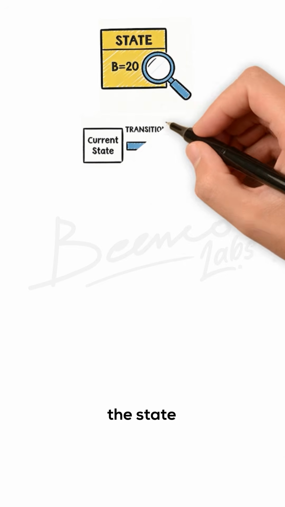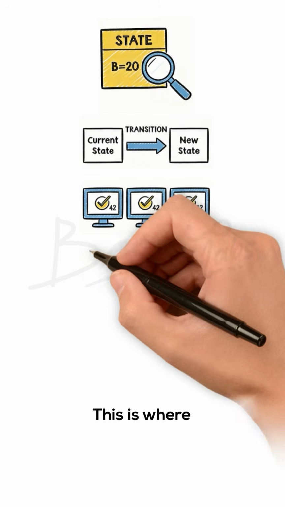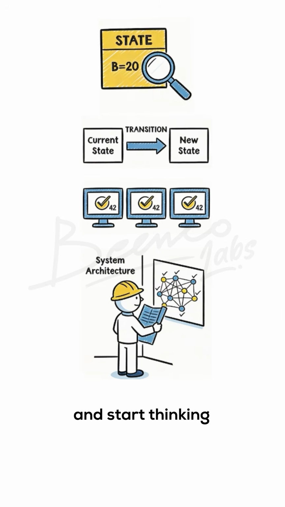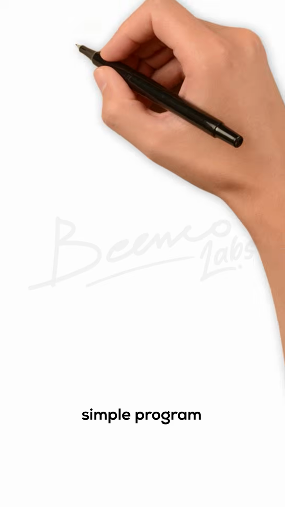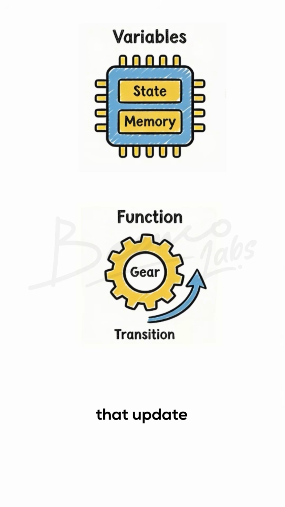In the next minute, you'll understand what state means, what a state transition is, and why every node must compute the same result. This is where you stop hearing blockchain and start thinking like a builder. Think of a simple program. It has state, variables in memory, and transitions, functions that update that state.